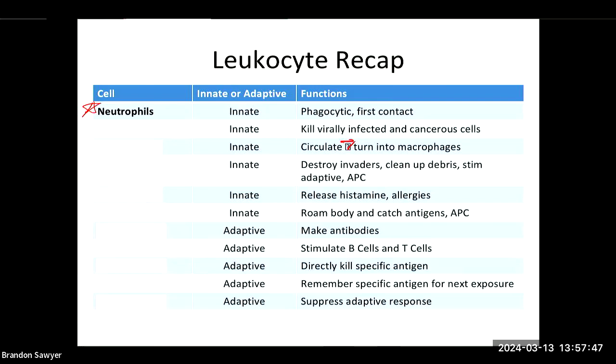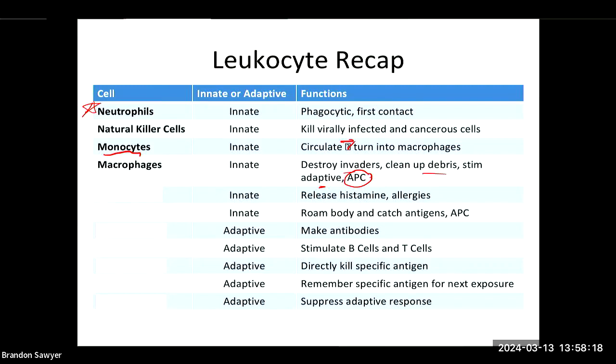The ones that specifically help us kill virally infected and cancer cells, which one was that? Those are the natural killer cells, or NK cells. The ones that turn into macrophages are called monocytes. The ones that destroy invaders, clean up debris, and stimulate the adaptive system are an APC, an antigen presenting cell. These are the macrophages.